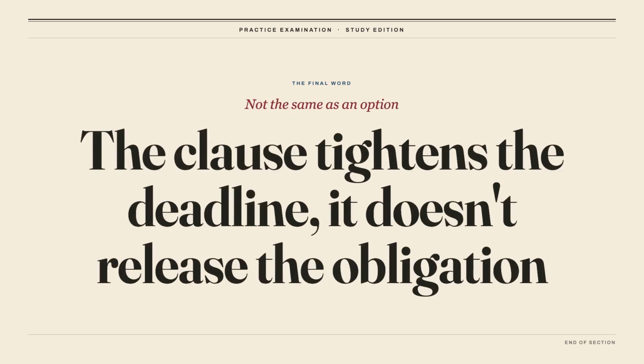This is different from an option, which lets someone buy without any obligation at all. A time is of the essence clause does the opposite. It keeps the buyer obligated to close, just under a much stricter deadline.